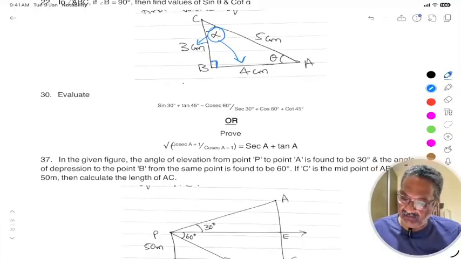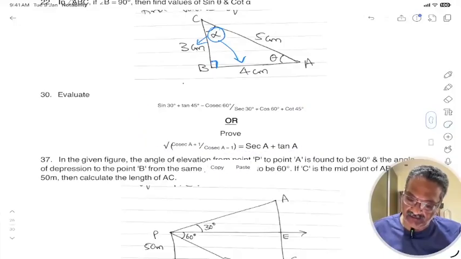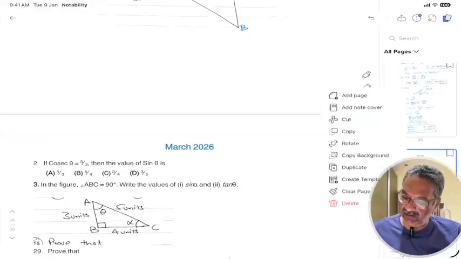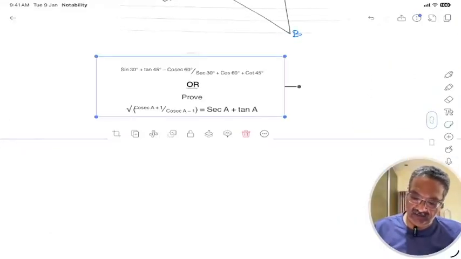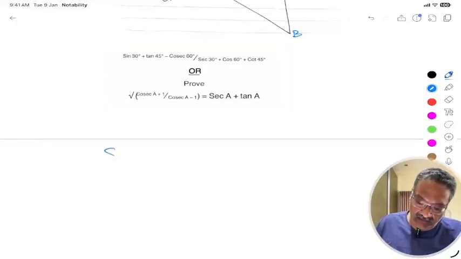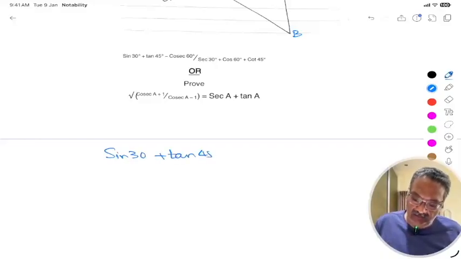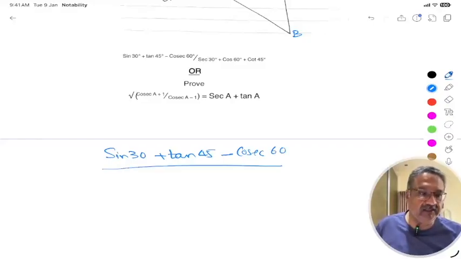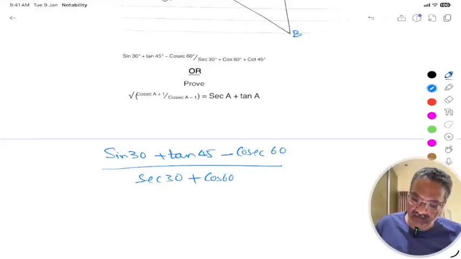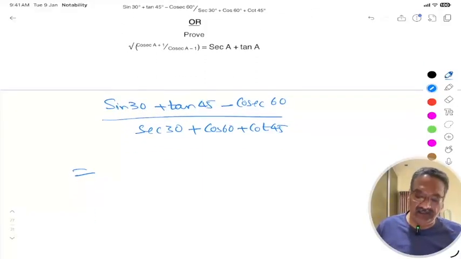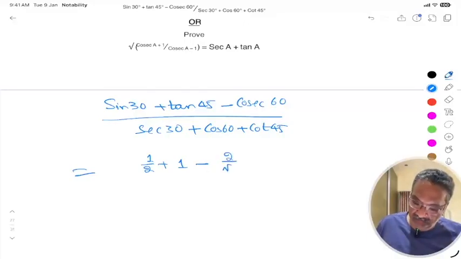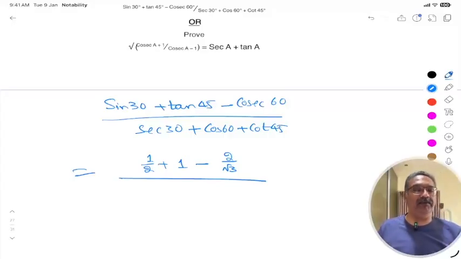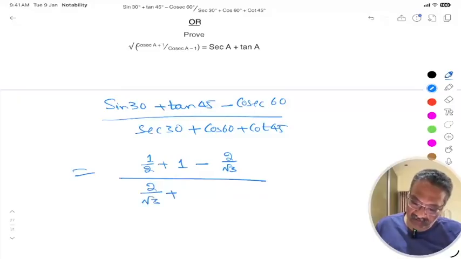Okay. Now next, evaluate. Let us take this to a different page. Copy, add page. Okay, paste. Okay, first portion we have sin 30 plus tan 45 minus cosecant 60 divided by secant 30 plus cos 60 plus cot 45. We'll have to just substitute. See, sin 30 is 1 by 2, plus tan 45 is 1, minus cosecant 60 is 2 by root 3, divided by secant 30. Secant 30 will be 2 by root 3, plus cos 60 is nothing but sin 30, which is 1 by 2, plus cot 45 is 1.